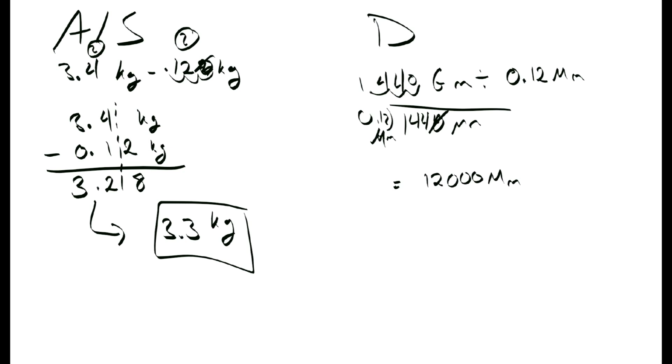Megameters. Or if you shift it back, that's 12 gigameters. Okay. 3 sig figs and 2 sig figs. All right. Now I'm going to show you scientific notation, just in case your calculator runs out of batteries or whatever.